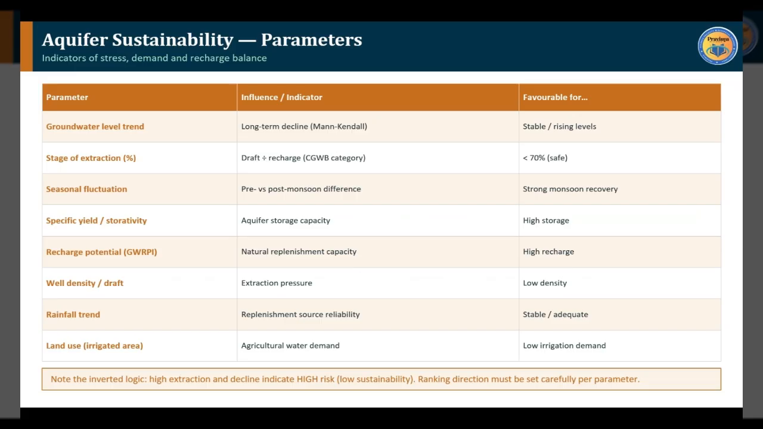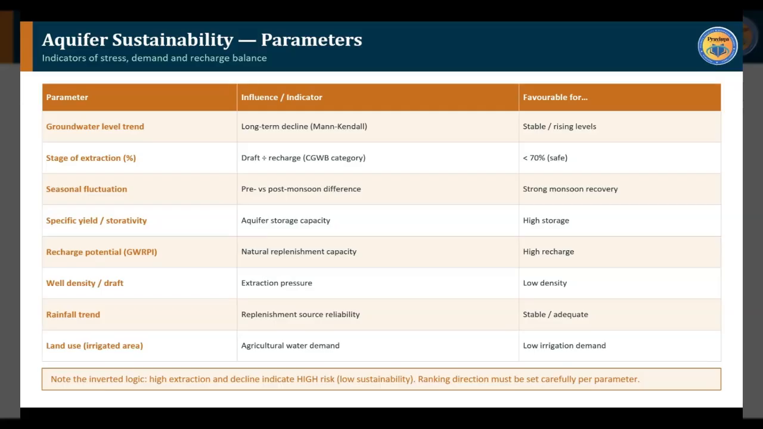Let's look at the parameters. Right away, I want to highlight the ranking direction, because here it is the opposite of the quality index. For this assessment, a high rank, that is rank 5, means high risk. We are mapping danger and not goodness like we were doing in the earlier case. The areas that light up at the top of the scale are the ones that are in trouble.